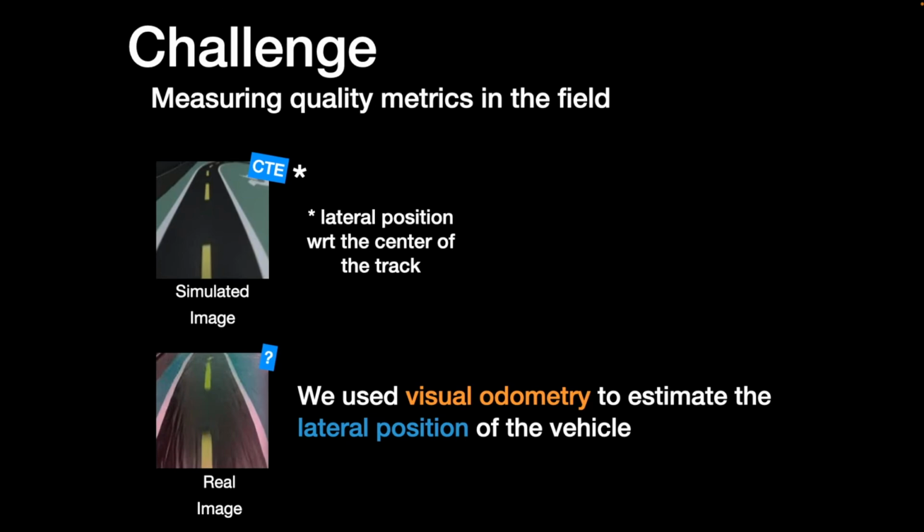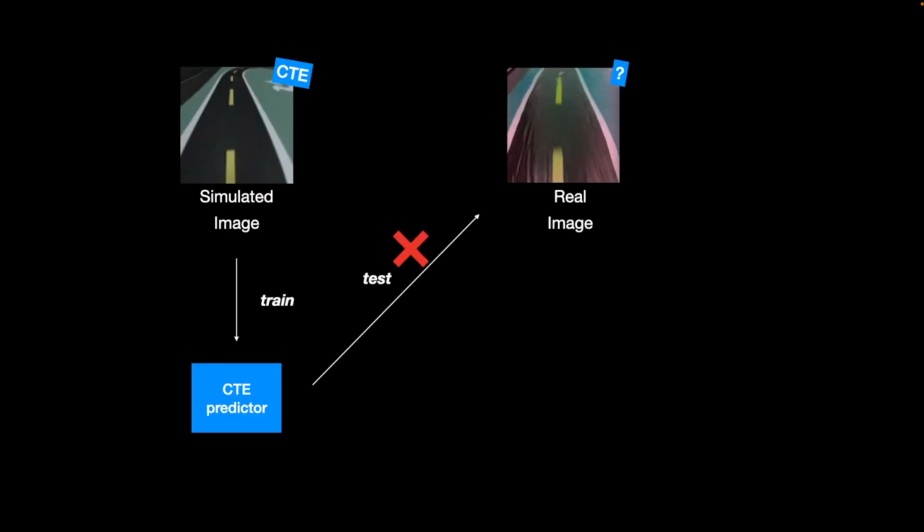So I'll try to go through the reasoning that we made. The reasoning to estimate this information is as follows. In the simulator, we can produce and label hundreds or thousands of images with perfect labels. So in theory, we could train a predictor of this metric, but it is unlikely that this predictor would work on real world images because, despite being similar, they come from a different distribution.